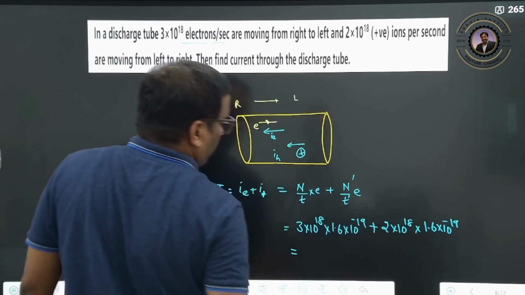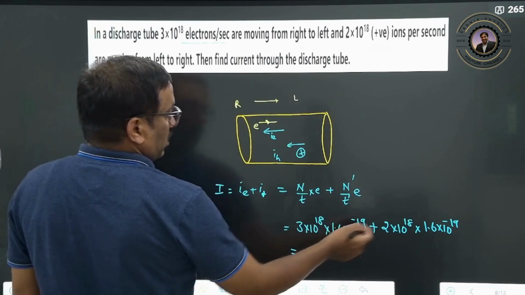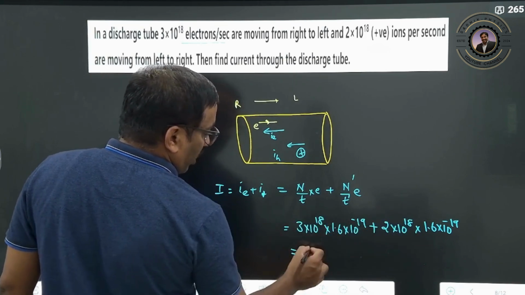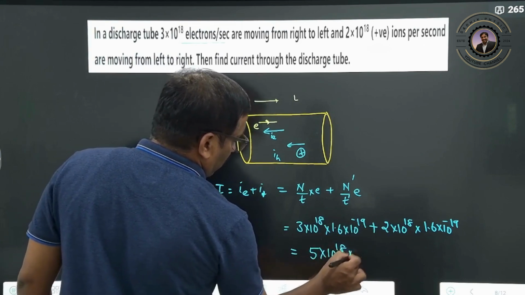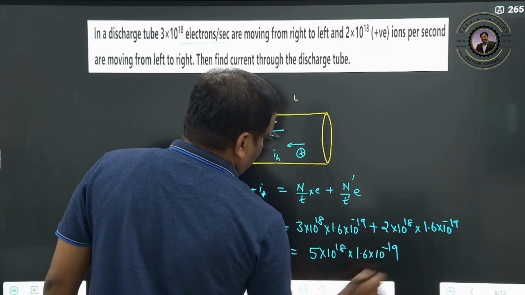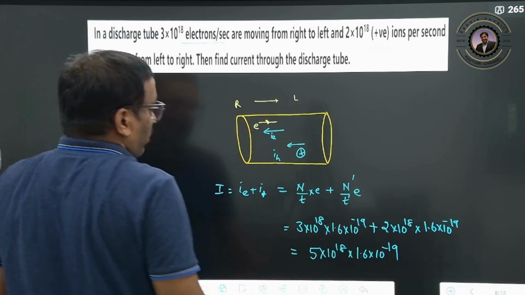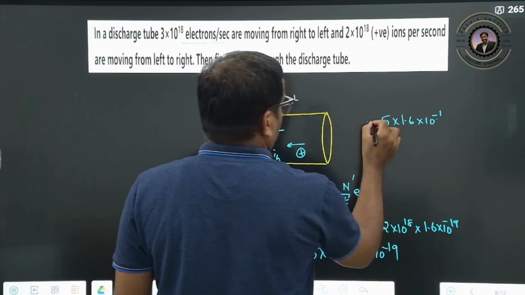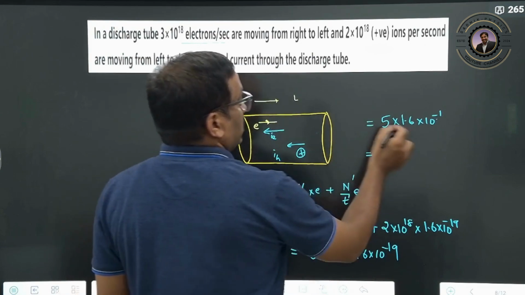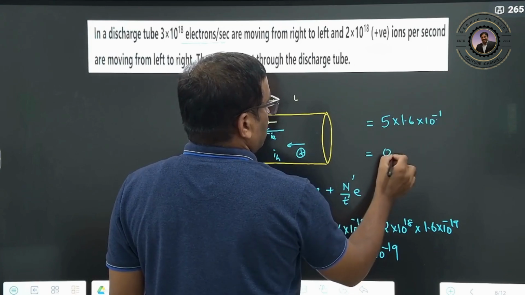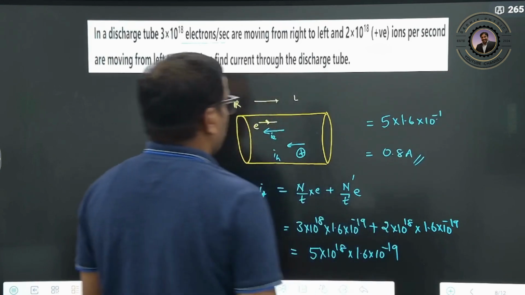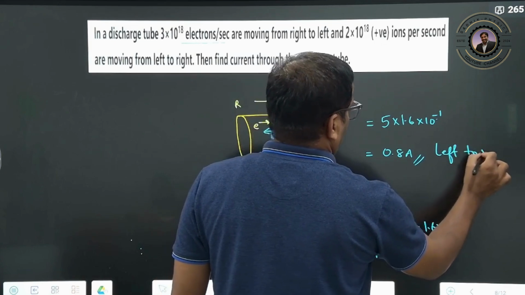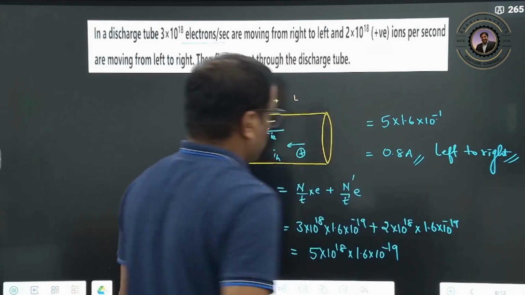So taking 1.6 common, 3 plus 2 is 5 into 10 to the power of 18 into 1.6 into 10 to the power of minus 19. So this becomes 5 into 1.6 into 10 to the power of minus 1. 5 times 1.6 is 8, so with minus 1, 0.8 ampere will be your answer. What is the direction? It is from left to right. Clear?